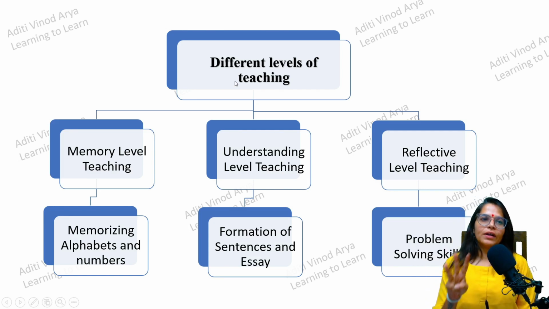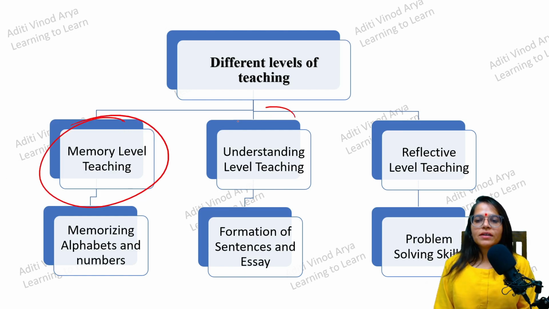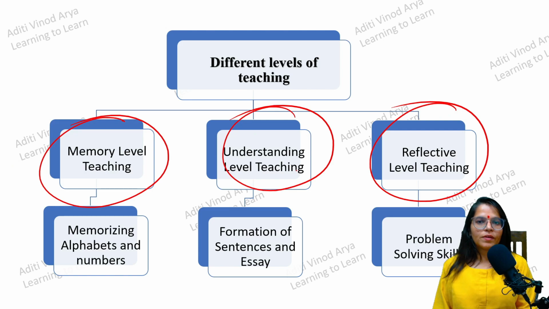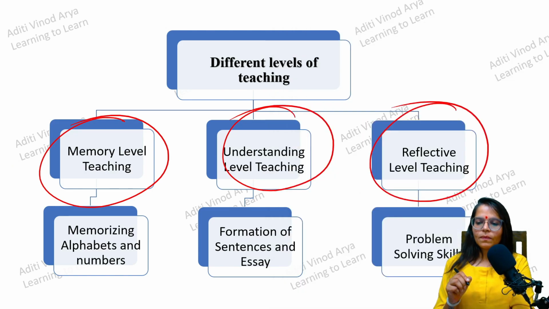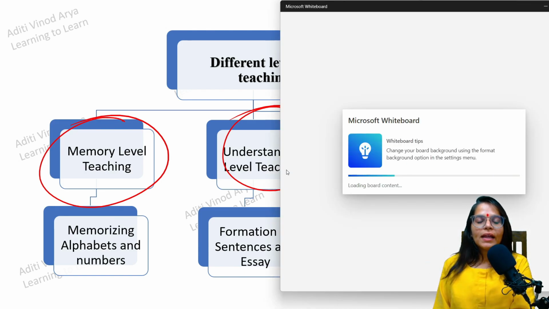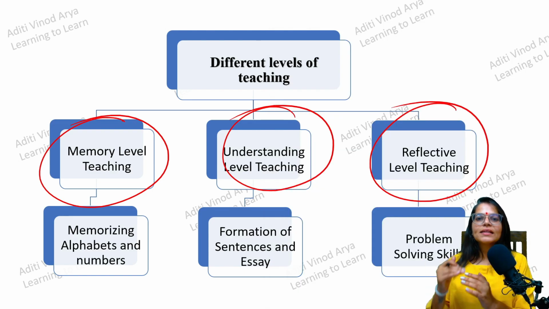These are the three different levels of teaching. The first one is the memory level. The second one is the understanding level, and the third one is the reflective level. If I am able to picturize this for you in an image format, give me a second, let this whiteboard load, then I'll show you how these levels are stacked up one by one and how these three levels are related. Apart from these three levels, we have one more level which is called the autonomous level.